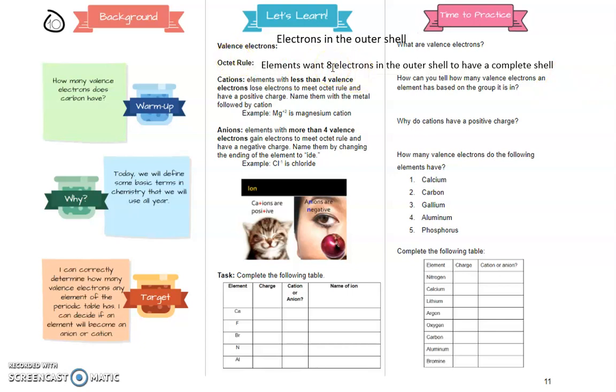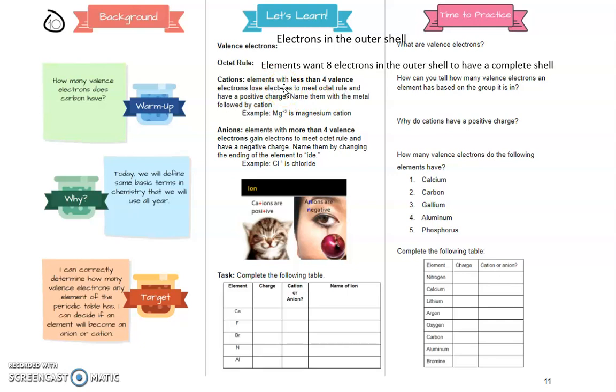Now, the idea is there are only a few elements that have 8 in that outer shell to begin with, so they either are going to have less than 4 or more than 4, and that is how they're going to act when they gain a charge. So we call them cations or anions. Cations are elements with less than 4 valence electrons. They're going to lose electrons to meet the octet rule. If you have 3 electrons and you want to get to 8, it's easier just to lose those 3 than to try to get 5 more. So they're going to lose electrons as the bottom line.